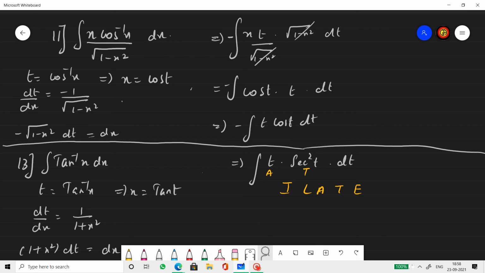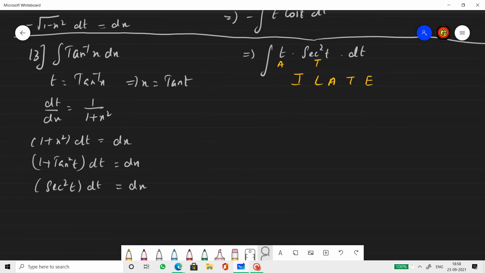Question number 30. Tan inverse x dx. Take t as tan inverse x. dt by dx is 1 by 1 plus x square. So 1 plus x square into dt equals dx, cross multiply. Now if t is tan inverse x, x is equal to tan t. So in the place of x I am substituting tan t. So x square becomes tan square t. 1 plus tan square t is secant square t.